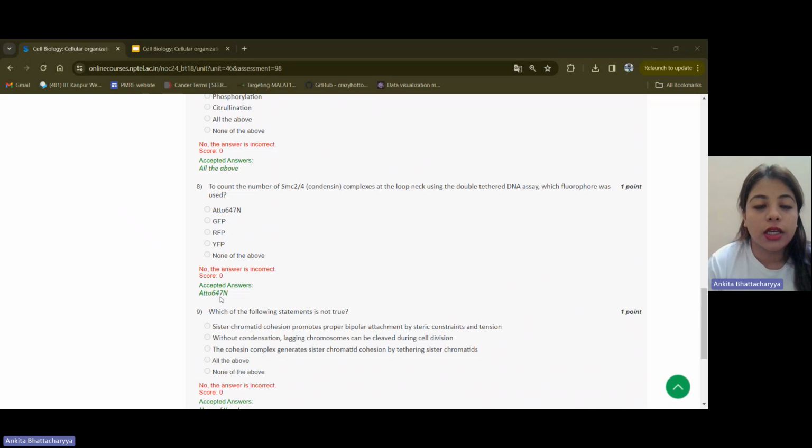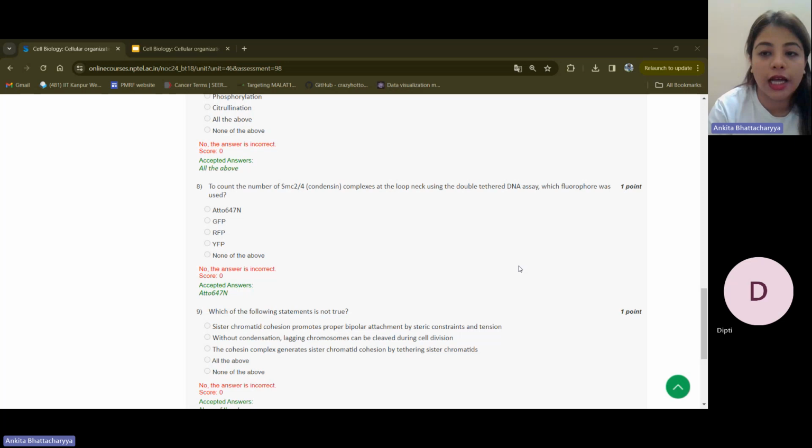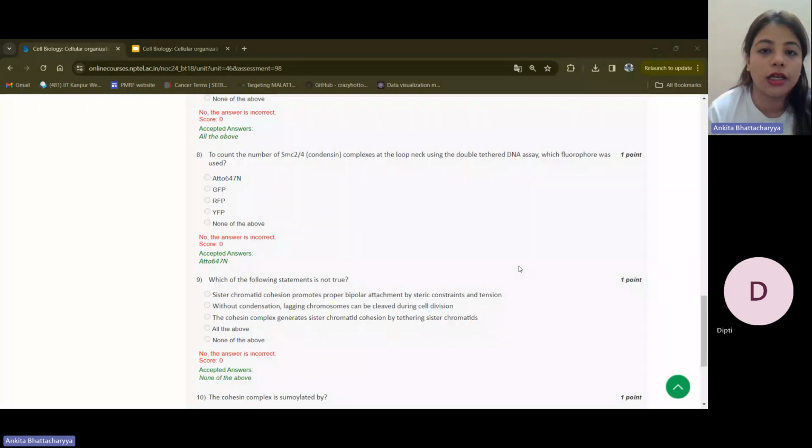Then in question 8, to count the number of SMC condensin complexes at the loop neck using the double tether DNA assay, which fluorophore was used? This was a question that is part of one of the extra lectures conducted by professors. In that particular assay, the fluorophore that was used was Atto 647N.